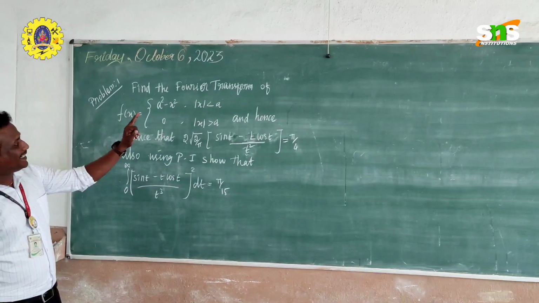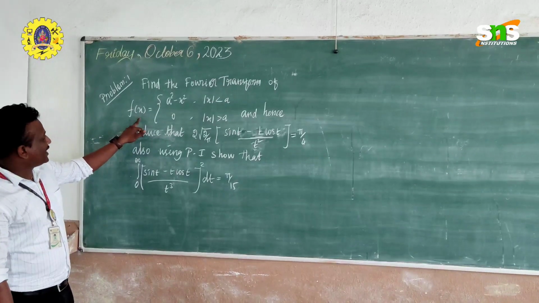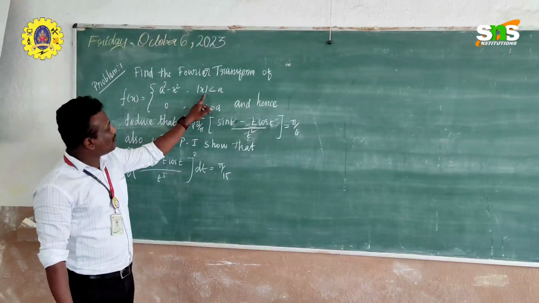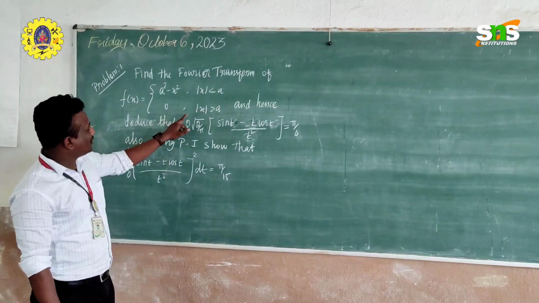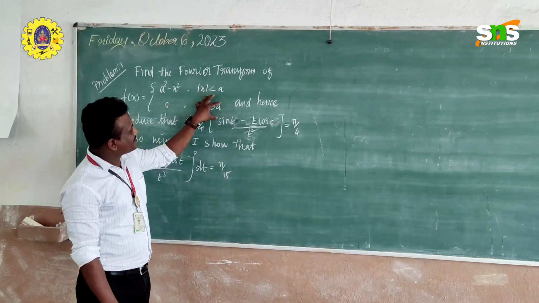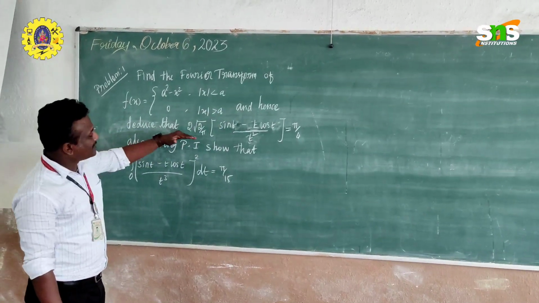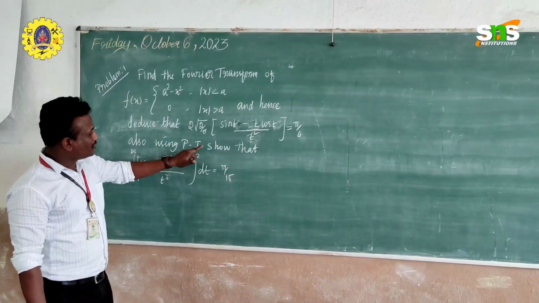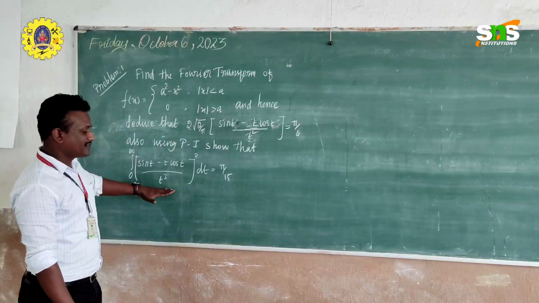Find the Fourier transform of f of x is equal to a square minus x square in the interval mod x less than a and 0 in the interval mod x greater than a, and also from this result we have to deduce this result. Then by using Pascal's identity you have to show that this result.